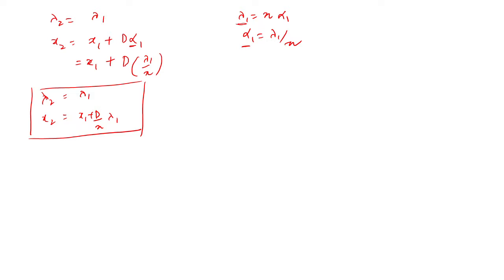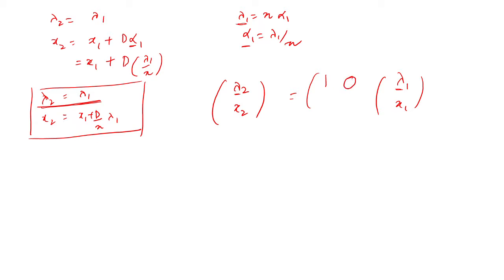So now it's very easy to represent this in the matrix form. On one side I have lambda 2 x2, on another side I want lambda 1 x1. So I want to make lambda 2 equal to lambda 1. So I must have a 1 here. And I don't want any terms related to x in this equation. So I must put a 0 there, right? And in case of x2, I need to put x1 plus something because I need to have 1 x1. I'm going to put a 1 here. And the coefficient for lambda 1 is d over n. I would have d over n.